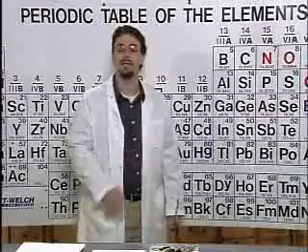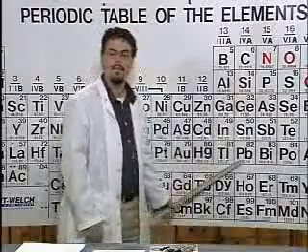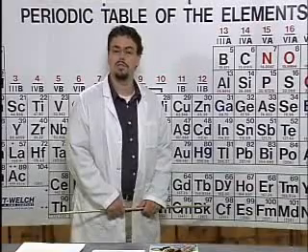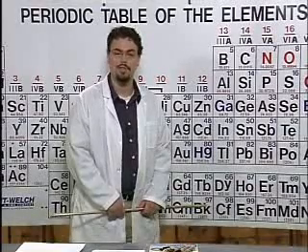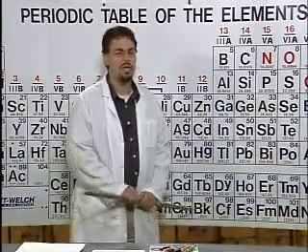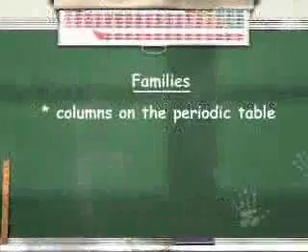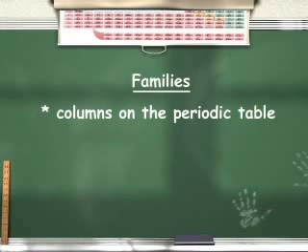Now, let's talk about the columns on the periodic table. Remember how we found that all of the elements in a column share a similar electron configuration and similar properties? Because of this, a column on the periodic table is called a family. A column on the periodic table is called a family.